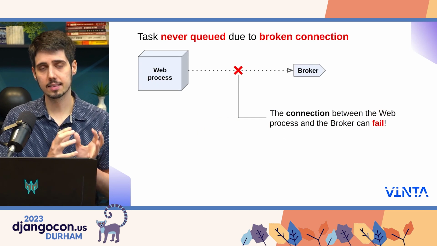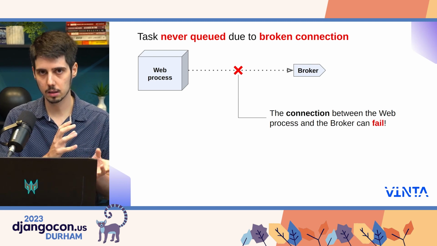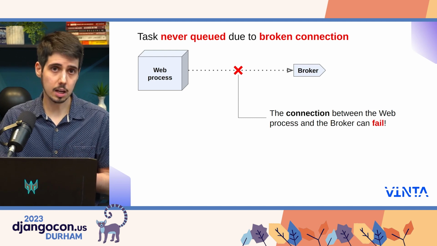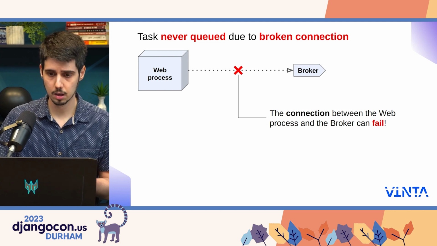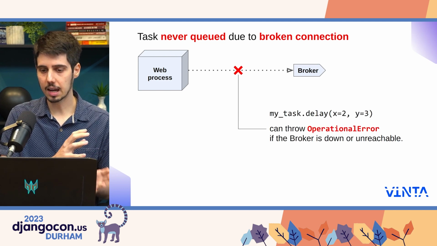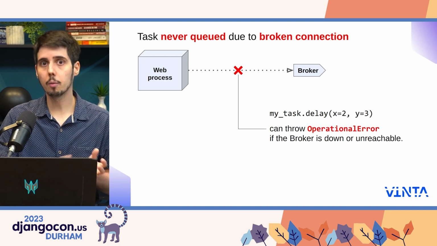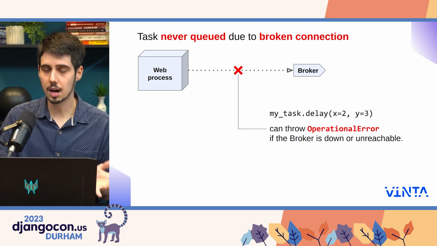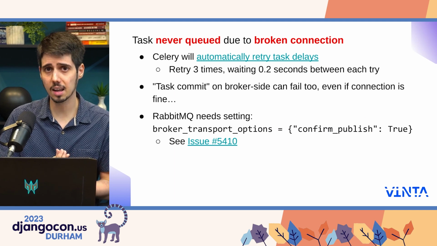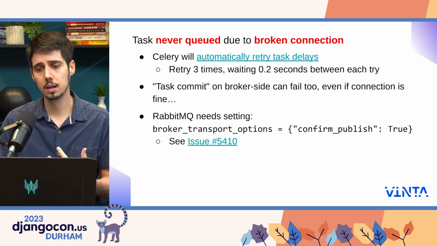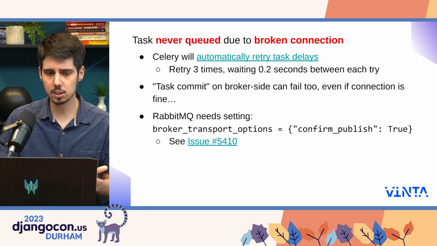For example, a task can never be queued due to a broken connection. There is a connection between the web process and the broker, and this connection can fail. If it fails, the task will be lost. You have to remember that when you do my_task.delay, this operation can throw an operational error if the broker is down or unreachable. The good news is that Celery will automatically retry task delays. It will retry 3 times, waiting 0.2 seconds between each try.